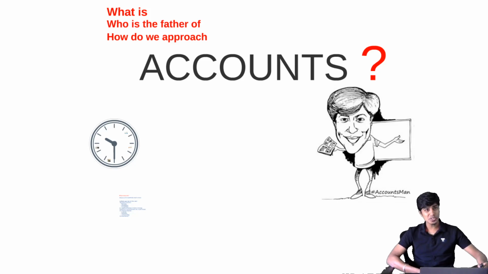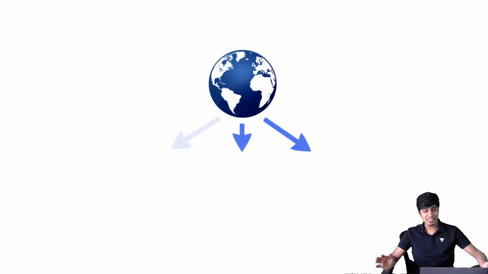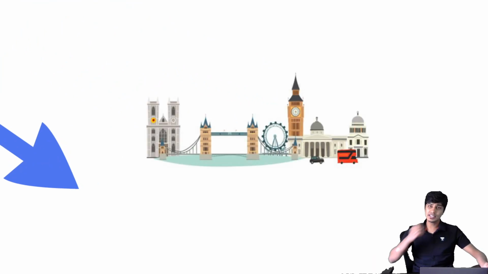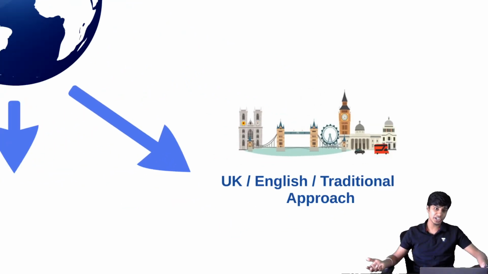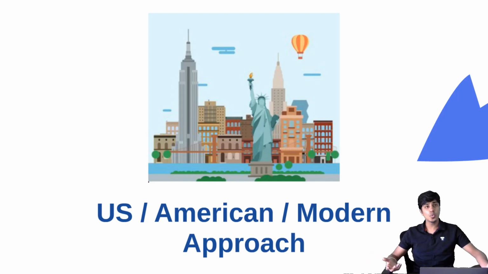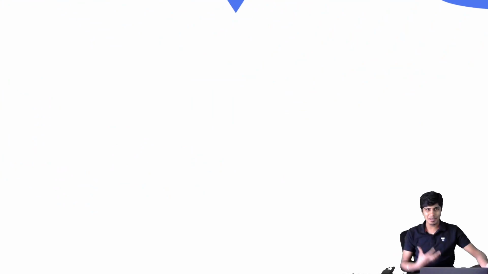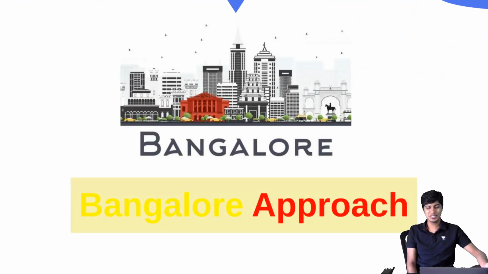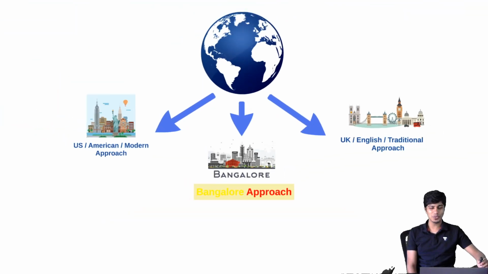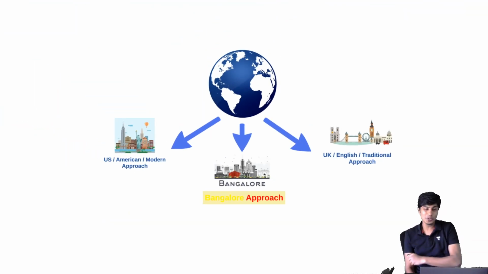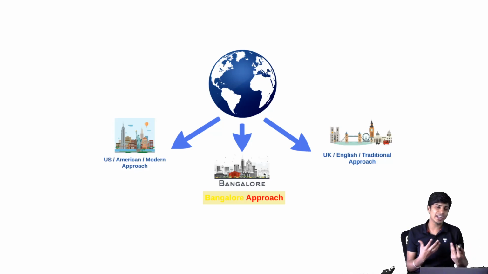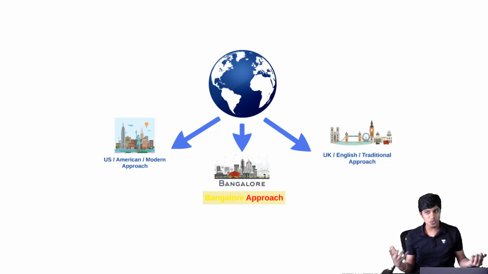Fantastic. How do we approach accounts? Entire accounts can be approached in three normal ways. Number one is the English approach, or the UK approach, or the traditional approach. The second approach is what we call as US approach, American approach, or modern approach. Third approach is what I cooked up and I made up. That's what I call as the Bangalore approach. Yeah. So internationally speaking, there are only two approaches: the UK approach, US approach, English approach, American approach, or traditional and modern approach. Bangalore approach is what I made to simplify the entire process of accounting that we're going to do over the next 9 chapters, and to spread my love to this place where I come from, Bangalore.